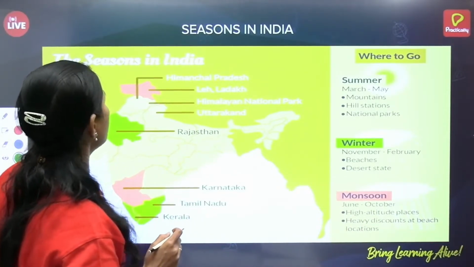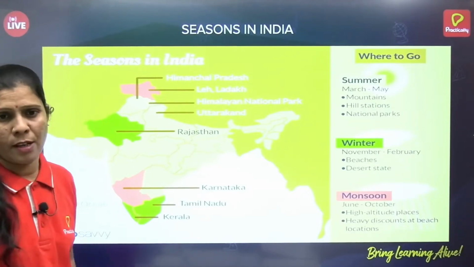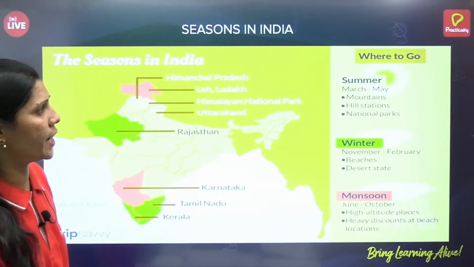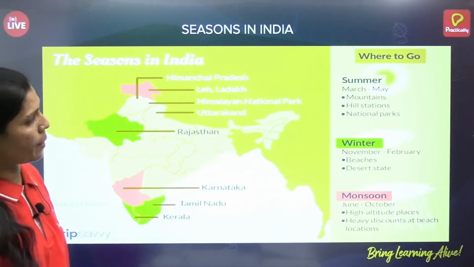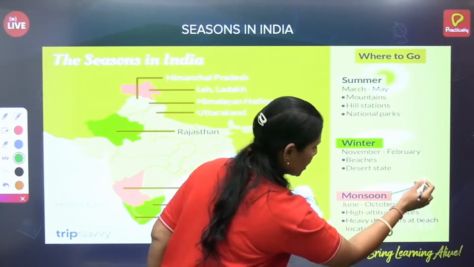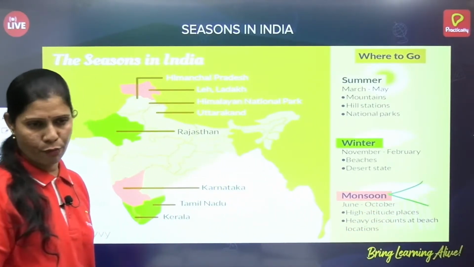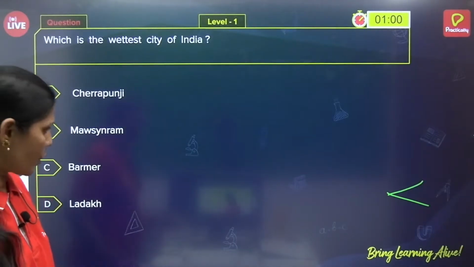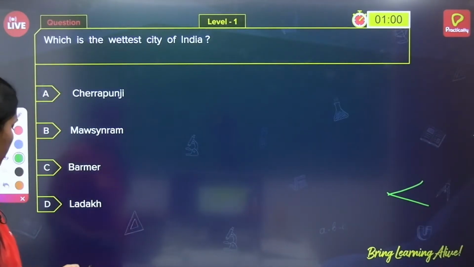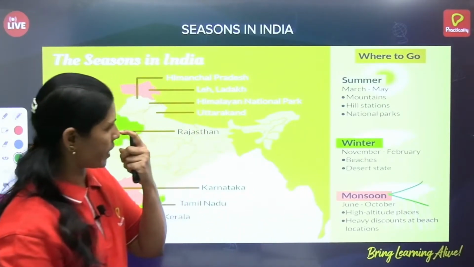Yes. The seasons in India. Let us have a short look at the seasons in India. Mostly summer, winter and monsoons. In the monsoons also there are two categories of monsoons. One is onset of monsoon, the other one is retreating monsoons.